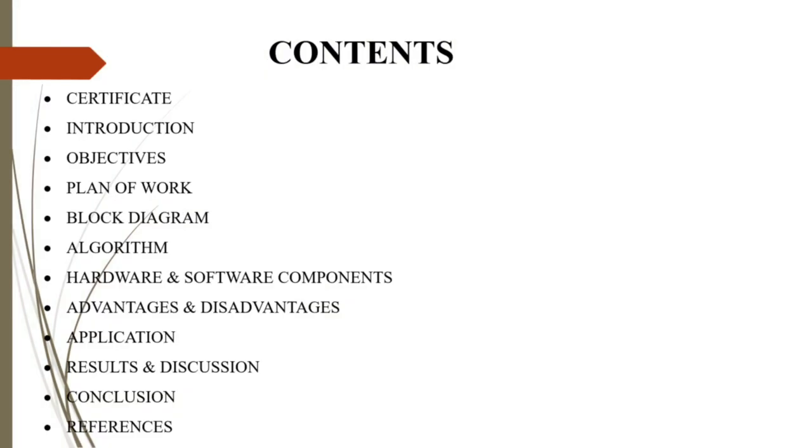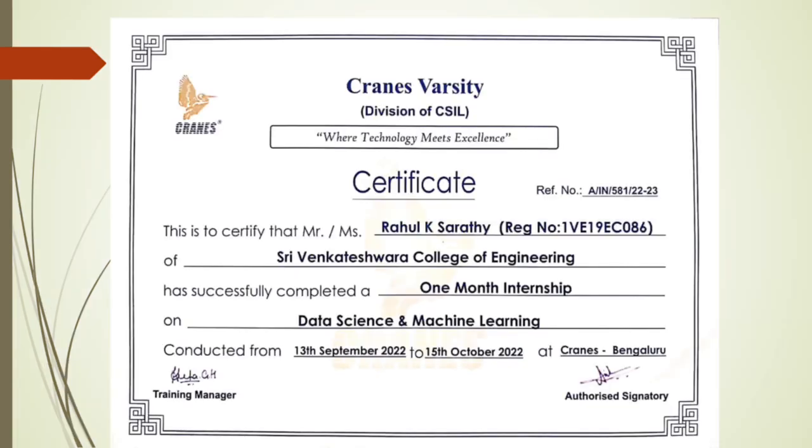These are the contents including certificate, introduction, objectives, plan of work and block diagram, algorithm, hardware and software components, advantages and disadvantages, applications, results and discussion, conclusion and references. This is the certificate given by the Crane Society Private Limited for the internship.